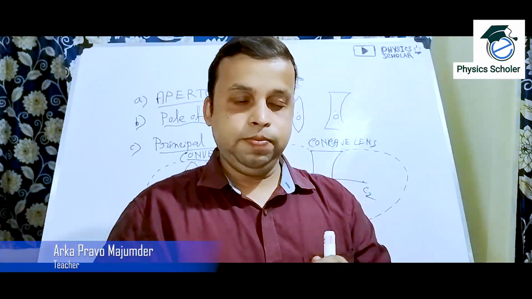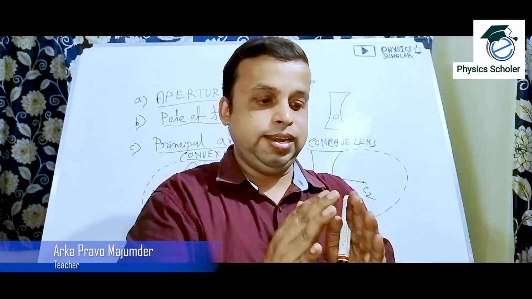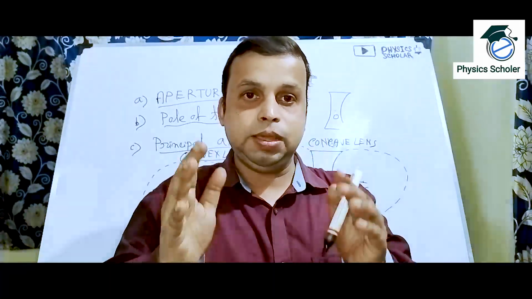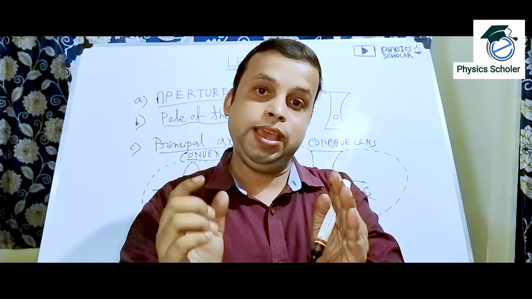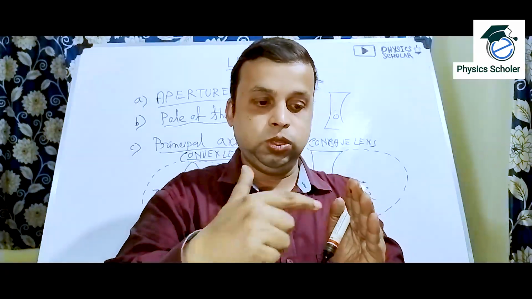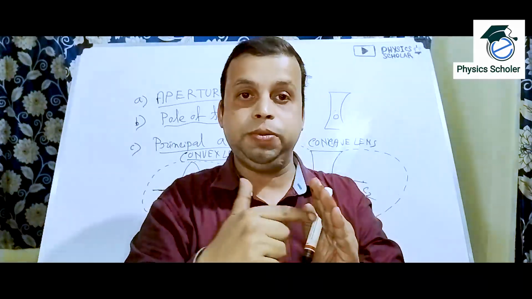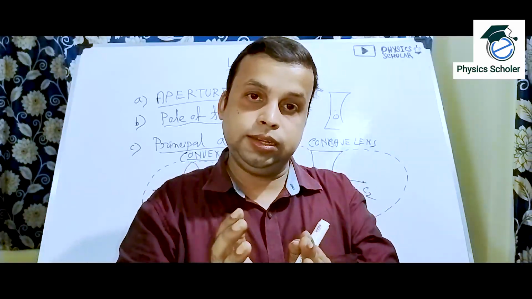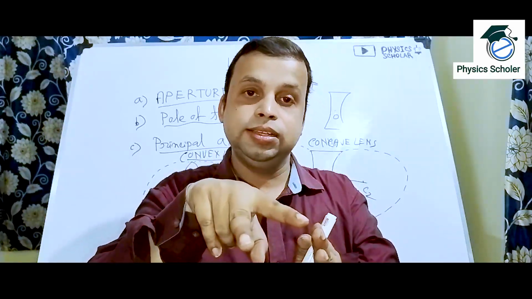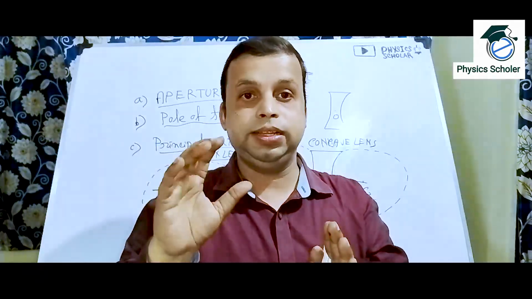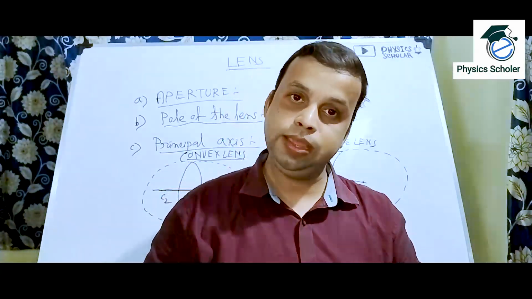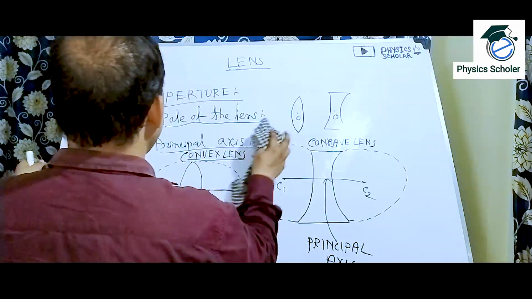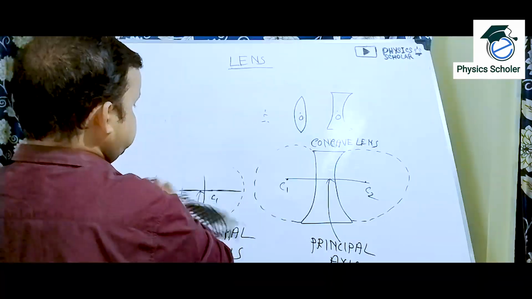Again I am explaining. A concave or convex lens is surrounded by two spherical surfaces. The two spherical surfaces are parts of two spheres, and the two spheres have two centers of curvature. The line joining the two centers of curvature of the two spheres is known as the principal axis of that particular type of lens.